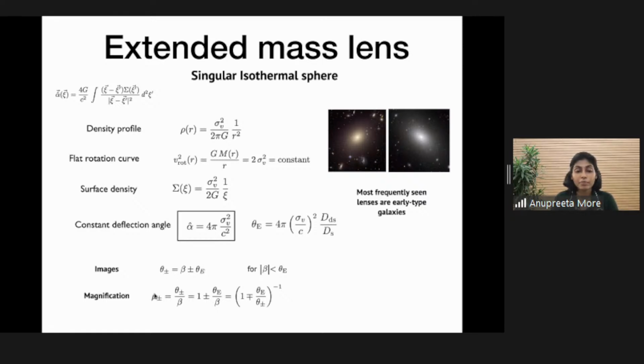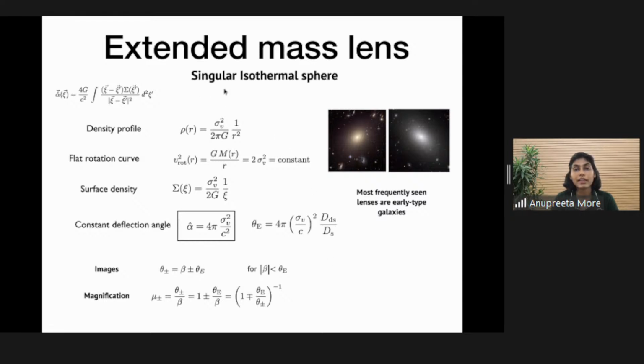And similarly, as before, you can take the Jacobian of the lens equation for this particular case, and you will find that the magnifications are then given by this expression.